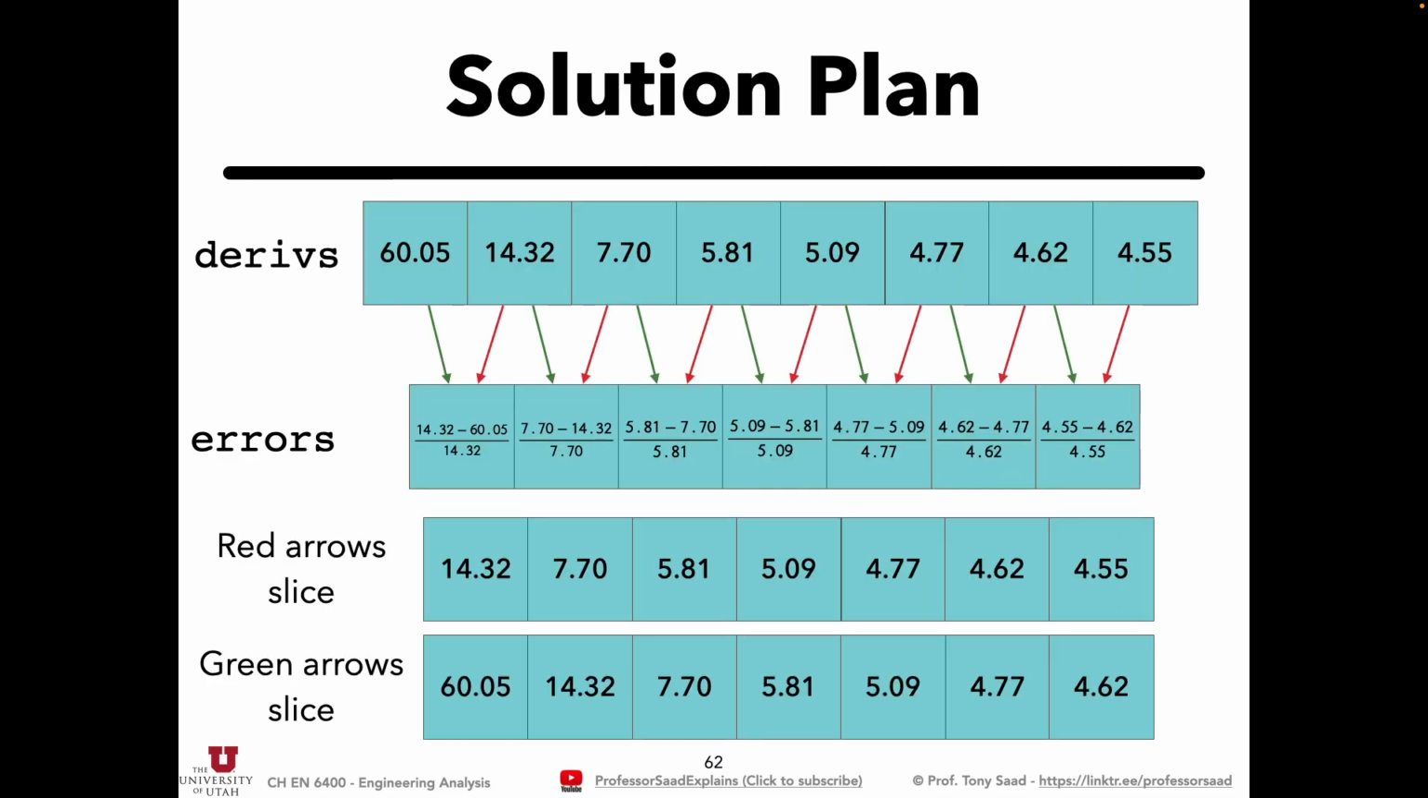Okay? So if I create a view that contains the red arrows minus a view that contains the green arrows, right, it's going to do them one at a time. So the first, if I take the difference between these 2 views, is going to be 14.32 minus 60, 7.7 minus 14, 5.8 minus 7.7, right? It's going to do that for us. Okay, so let's do this.